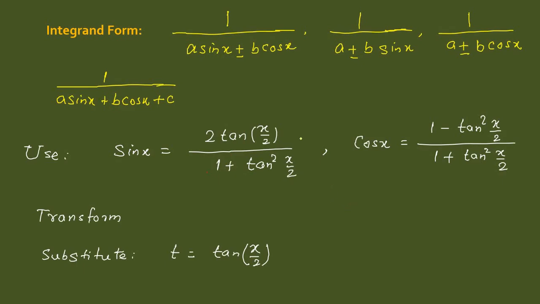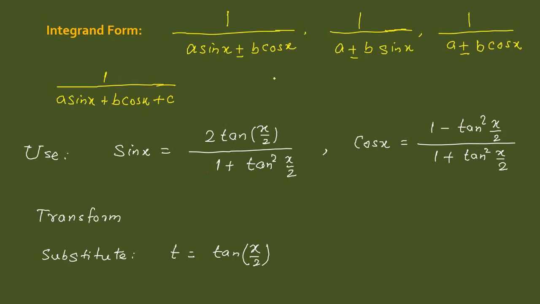We can see 1 over a sin x plus minus b cos x, 1 over a plus minus b sin x, 1 over a plus minus b cos x, or 1 over a sin x plus b cos x plus c. So in the denominator we will have sin x or cos x or both, and the combination is easy to understand.